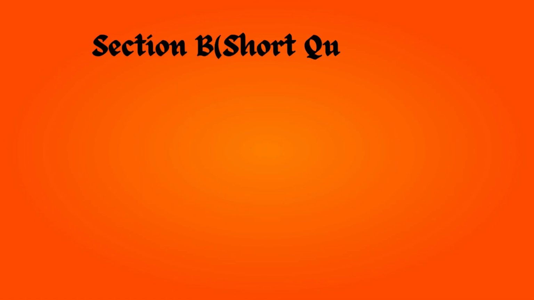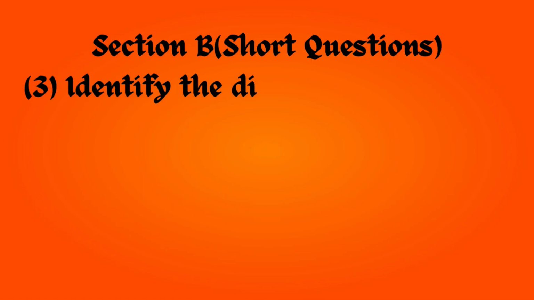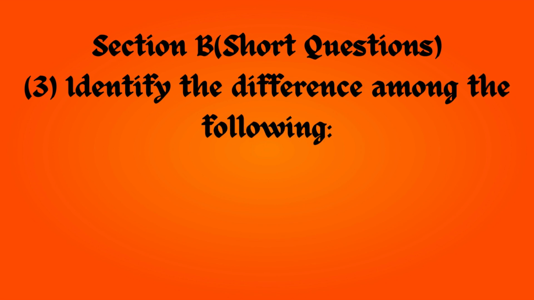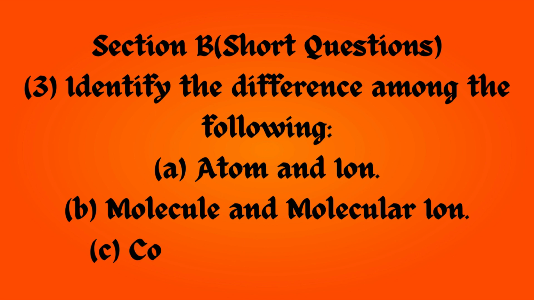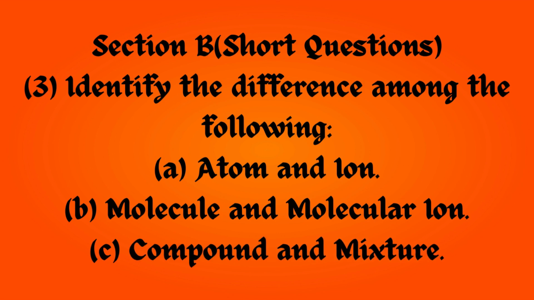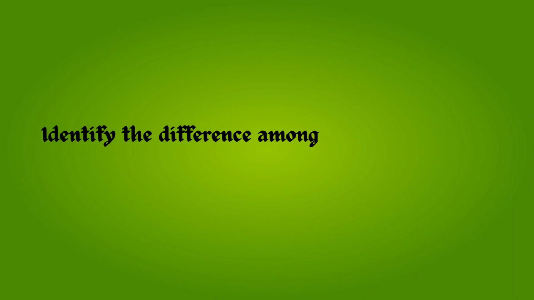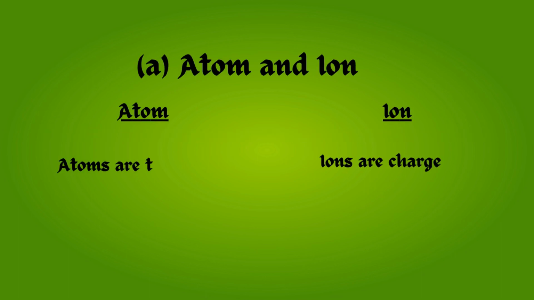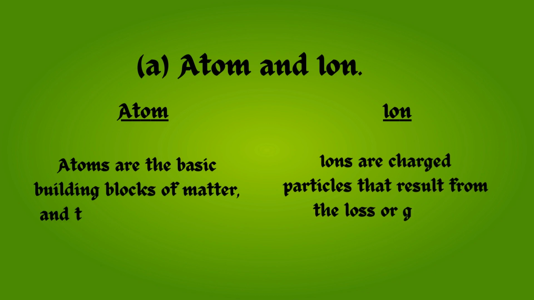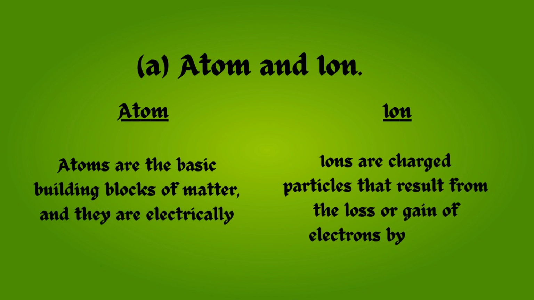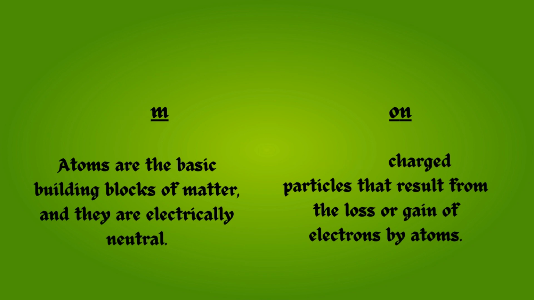Section B. Short questions. 3. Identify the difference among the following. A. Atom and ion. B. Molecule and molecular ion. C. Compound and mixture. Identify the difference among the atom and ion. Atom. Atoms are the basic building blocks of matter, and they are electrically neutral. Whereas ion. Ions are charged particles that result from the loss or gain of electrons by atoms.